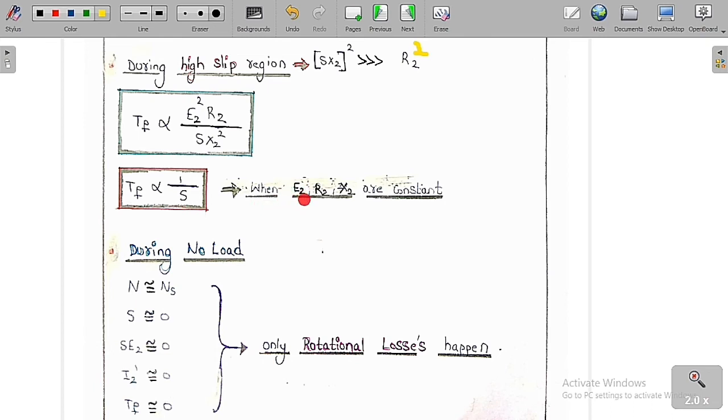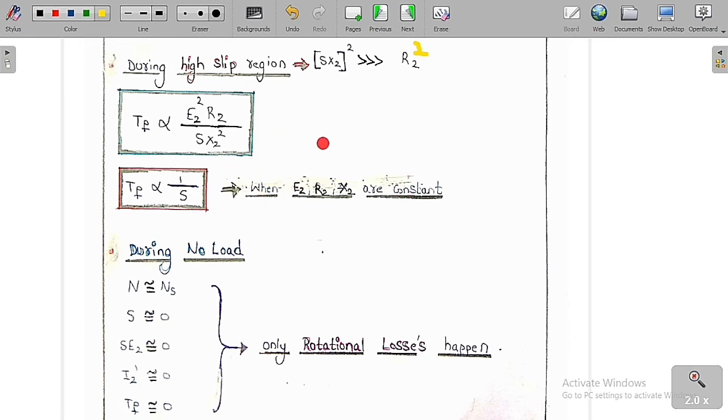So therefore, we assume that E2, R2 and X2 are constant. I have already told you, in the stable region torque is directly proportional to S, and in the unstable region torque is inversely proportional to S. So this is the point that you always have to remember.